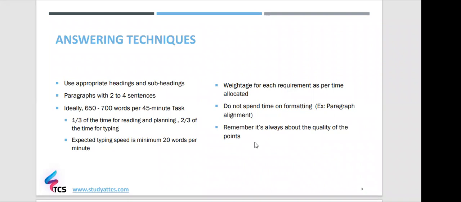And when providing answers, remember, it's always about the quality of the points, not the quantity. So just because you write a 700 worded answer, it does not mean that you would end up passing the exam. Because if the content is not up to standard, if you have not addressed the needs highlighted in the task, even if you write a 700 word answer, you can't pass the exam. So the examiner or the invigilator always looks at quality over quantity. So please be mindful about these things.